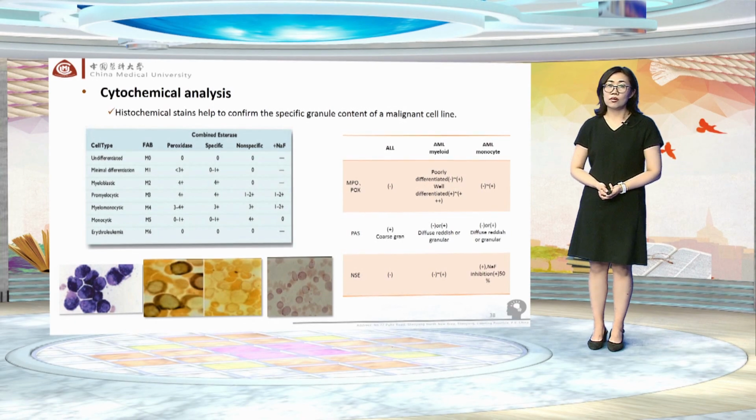The alpha-naphthyl acetate stain, the non-specific esterase, produces a strong reaction in monocytes, and is positive to a lesser and varying degree in mature and immature myeloid cells. The monocyte reaction is inhibited by sodium fluoride, which is specific for M5.